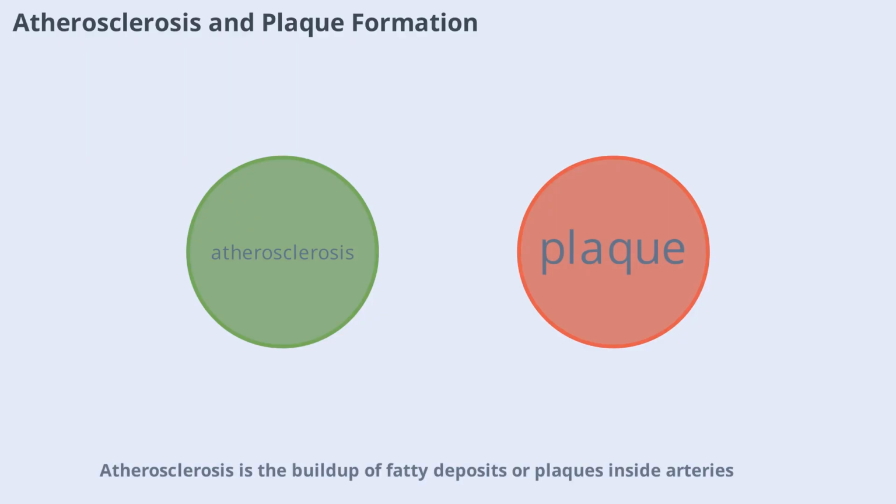Atherosclerosis is the buildup of fatty deposits or plaques inside arteries. This process narrows vessels, restricting blood flow and increasing the risk of heart attack and stroke. Plaque formation is influenced by cholesterol levels, inflammation, and genetic factors. Preventing atherosclerosis involves managing cholesterol, eating a balanced diet, and staying active. Next, we'll explore how inflammation contributes to cardiovascular disease.